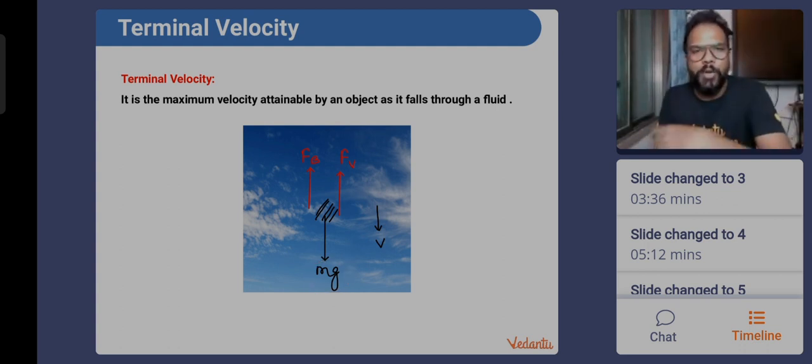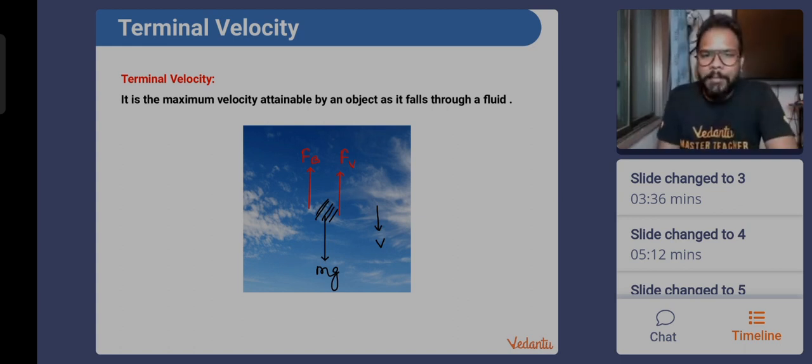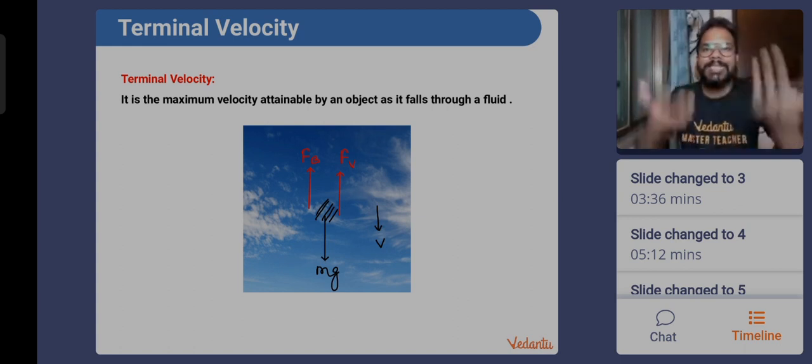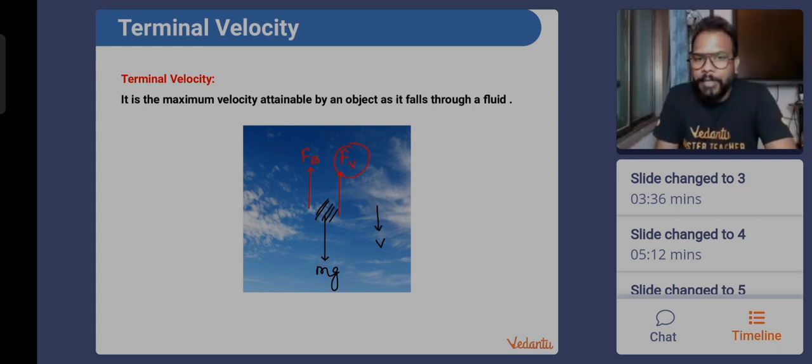Now, as air is filled everywhere when a body is falling downward, pay attention and answer me accordingly. Can I say mg is almost a constant near Earth's surface? Around 9.8. Can I say buoyant force is always going to be constant in that case because the body is completely submerged in air? But what about this force, viscous force? Is it constant? No, it is not constant. Rather, it is dependent upon the velocity.